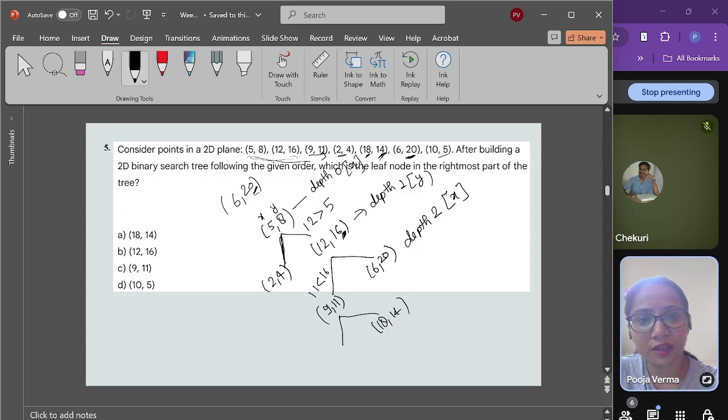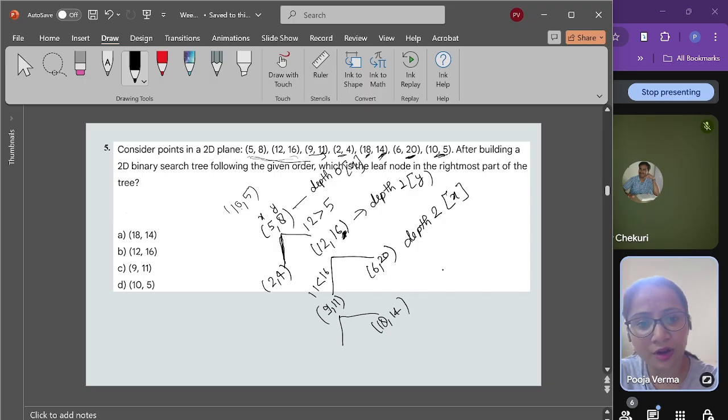Now we need to take the next value. Our next value is 10 and 5. 10 is greater, so the x value is greater, and it will come to the right side. Again compare with the y value. Here it is 5 and here it is 16. This value is smaller, so it will come to the left side. In the left side again we compare the x value. Here it is 9, here it is 10. So it will come to the right side.